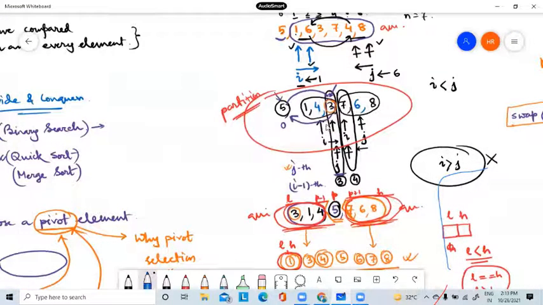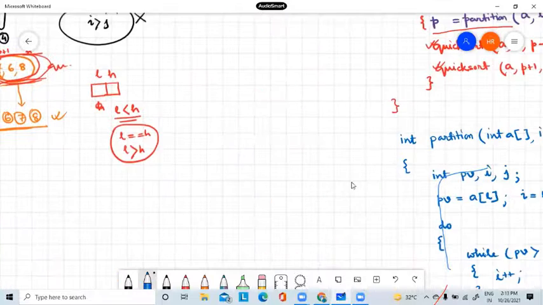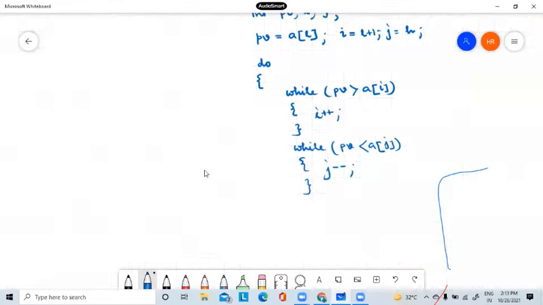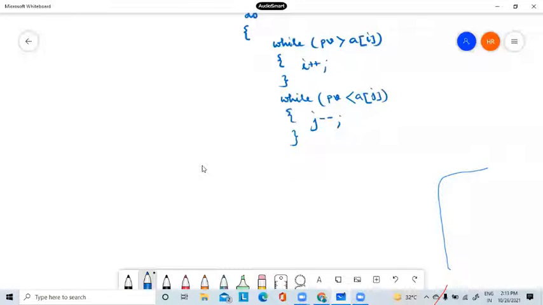After that, when i and j stop, see in this example, i stops in this position 6, and j stops in this position 4. So what we have done, we have interchanged these two elements. So after these two while loops, I will interchange the elements at i and j, swap.